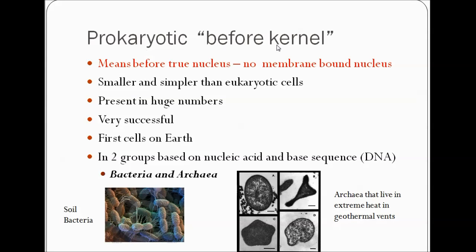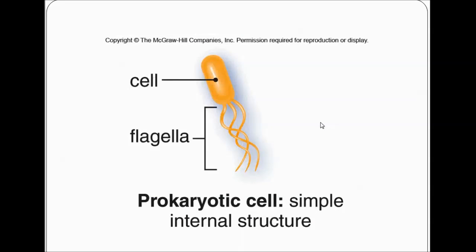So let's talk about those prokaryotes. Prokaryotic means before kernel, and they're talking about before nucleus. So every time you get a question on a test where they give you an example and it does not have a membrane-bound nucleus, it's going to be one of these guys. It's either going to be a bacteria or an archaea. These guys are small, very successful, all over the place. We think they were the first cells on Earth, actually. Prokaryotic cell is a very, very simple structure.